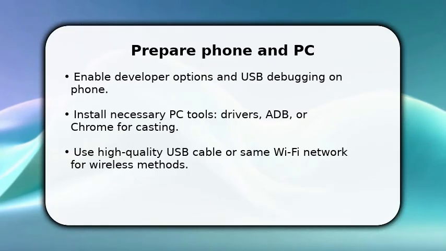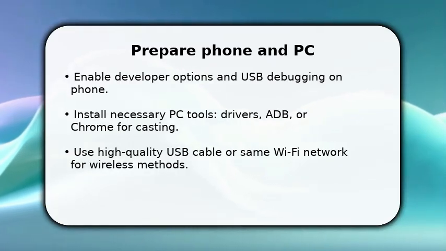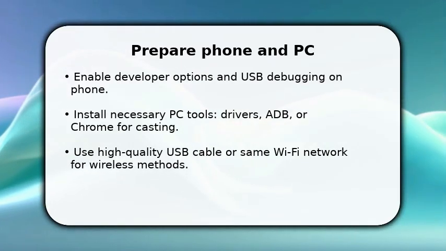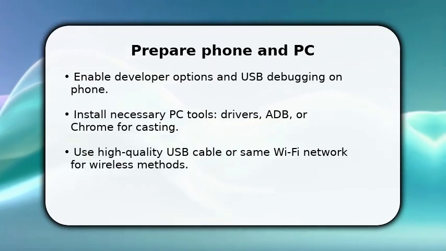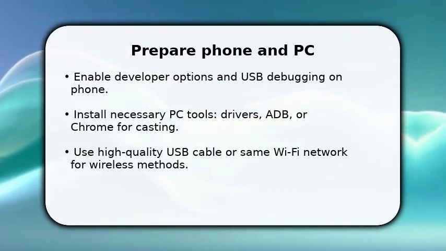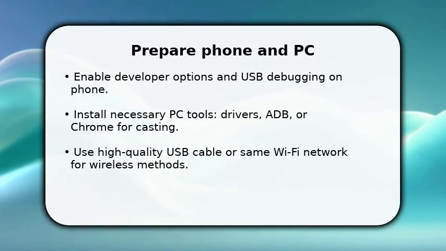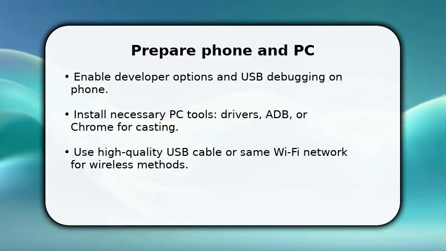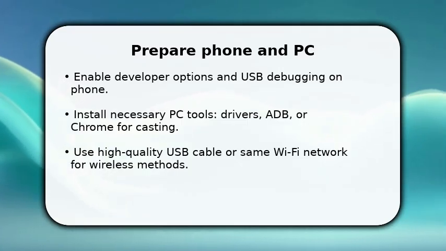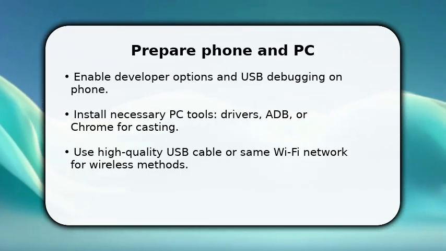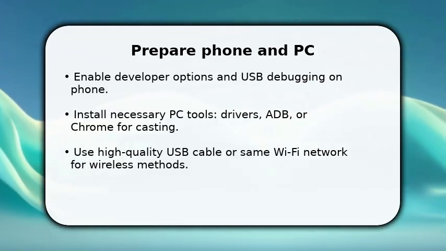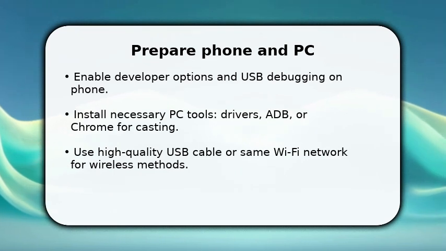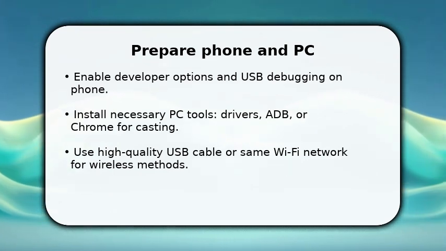You start by preparing both devices. Enable developer options and USB debugging on your phone, and install ADB and the OEM USB driver on your PC. Once done, plug the phone into the PC with a good cable to avoid intermittent connections, or connect both devices to the same Wi-Fi network for wireless casting. Make sure battery saver is off. This avoids background restrictions. This step ensures the PC can see your phone and sets up the permissions you'll need before mirroring or file transfer.